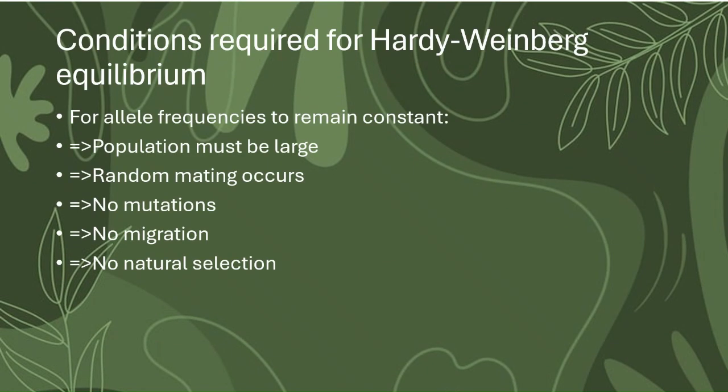Required for the Hardy-Weinberg equilibrium to hold true is that for allele frequencies to remain constant, the population must be large, random mating occurs, no mutation, no migration, and no natural selection.